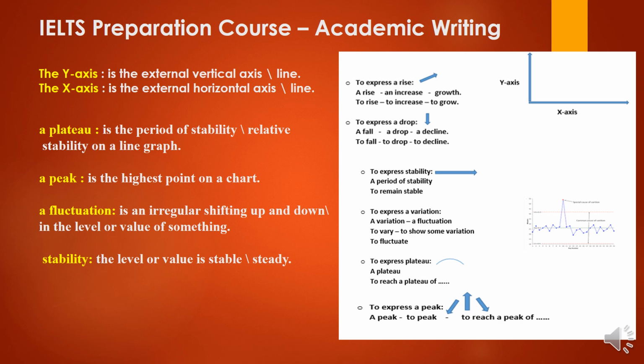Moving on to how to express a variation. In the form of a noun, we can use a variation, a fluctuation. In the form of a verb, we can use to vary, to show some variation, or to fluctuate. Moving on to how to express a plateau. We can use a plateau in the form of a noun, and in the form of a verb, we can use to reach a plateau of.